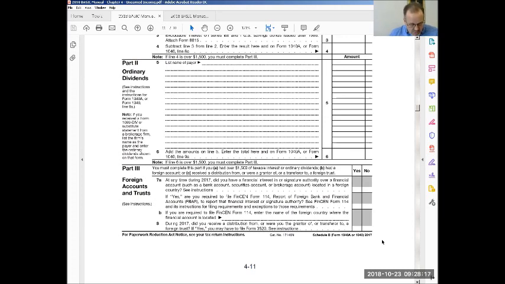Like I said, the bottom of those, don't really worry about those. You can see that second one says, if yes, report foreign bank and financial accounts, better known as FBAR. So you have to do that where you have the signature authority on those.